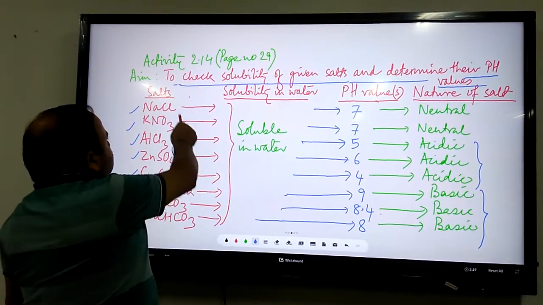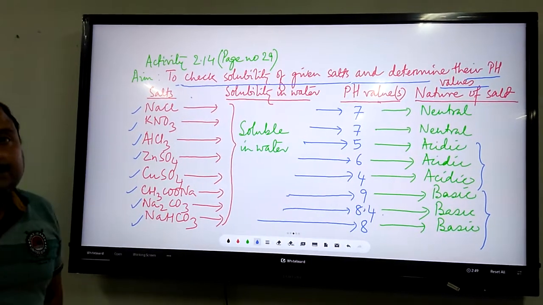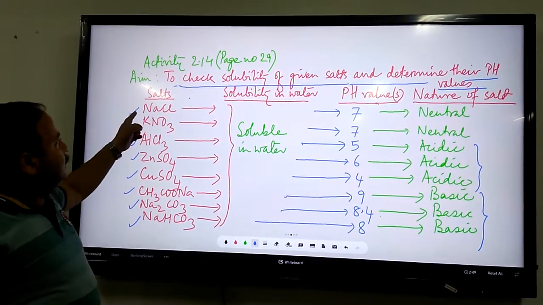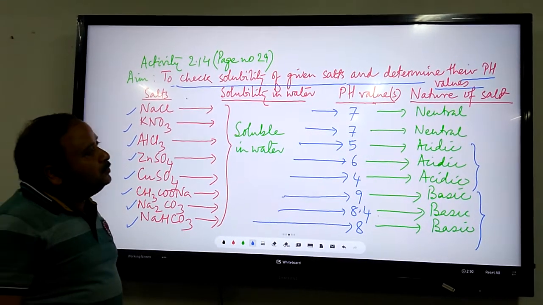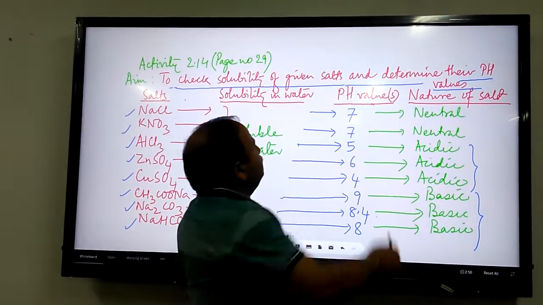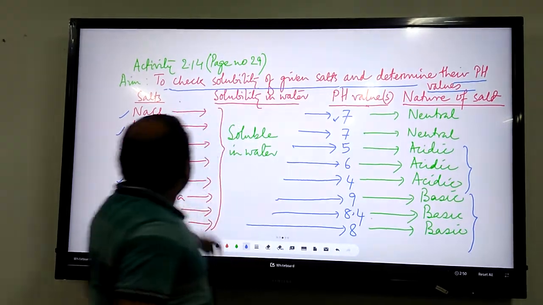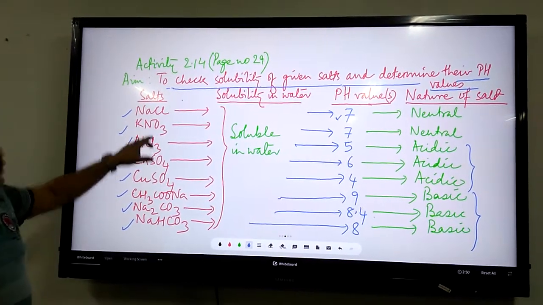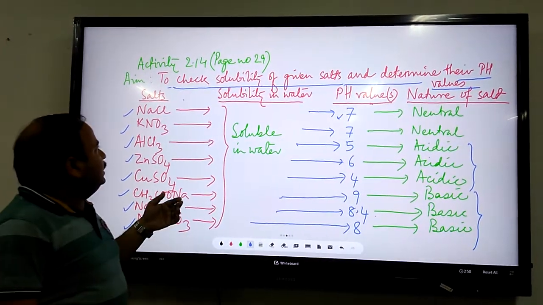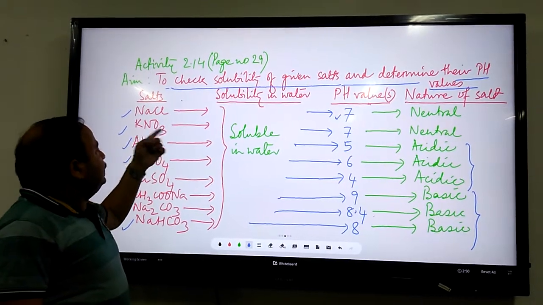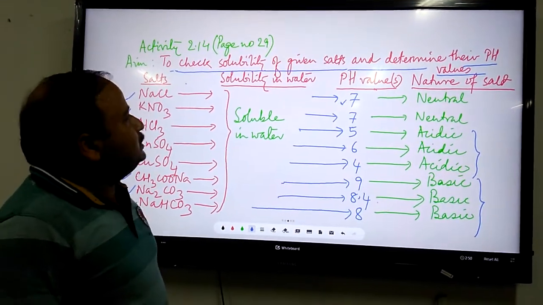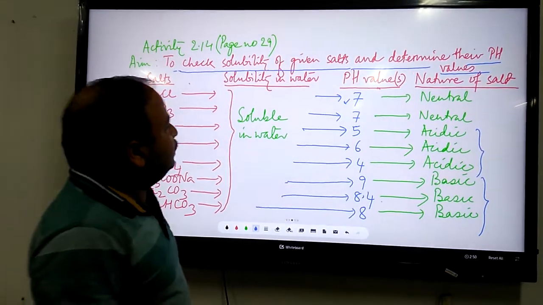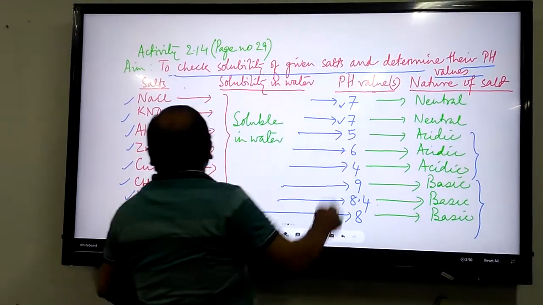Sodium chloride, which is formed due to the neutralization reaction between a strong acid, that is hydrochloric acid, and a strong base. So in this case it must be a neutral salt. Its pH you will find is 7. Similarly, potassium nitrate is the salt which is formed by the neutralization reaction between nitric acid and potassium hydroxide. Both these are strong counterparts. Obviously the salt will be neutral, it will have a pH equal to 7.